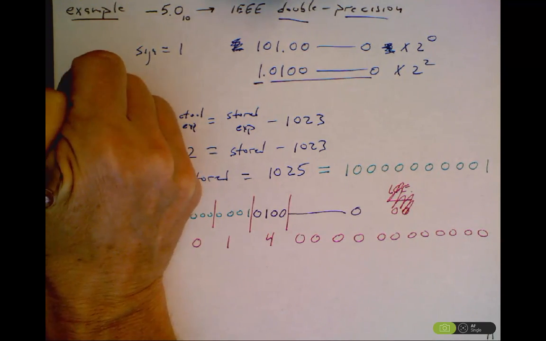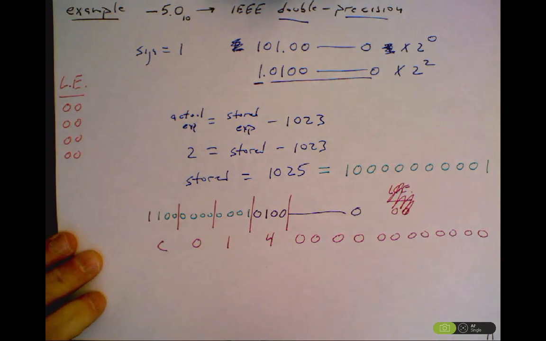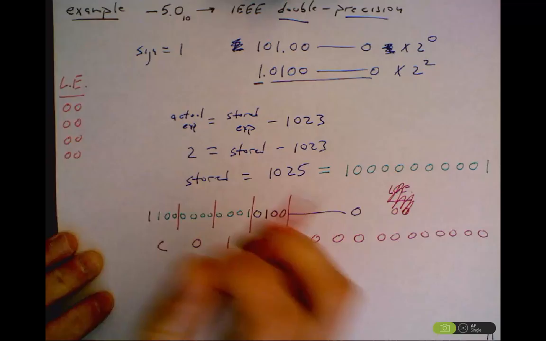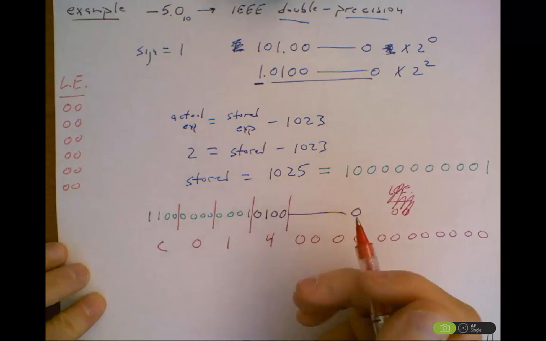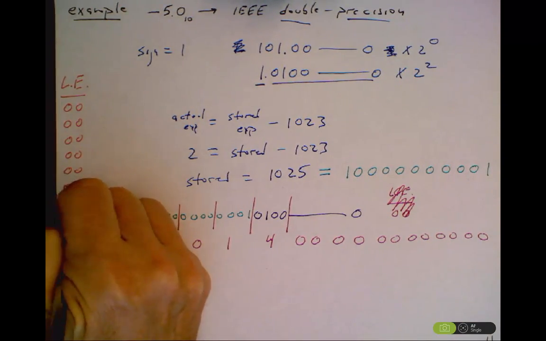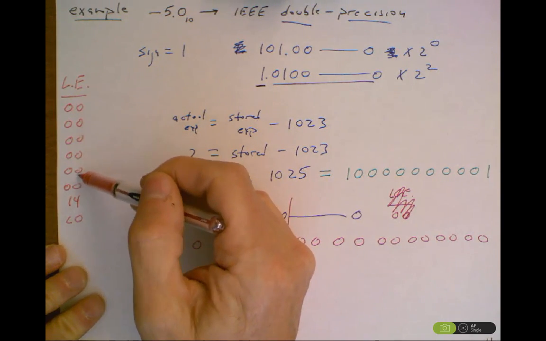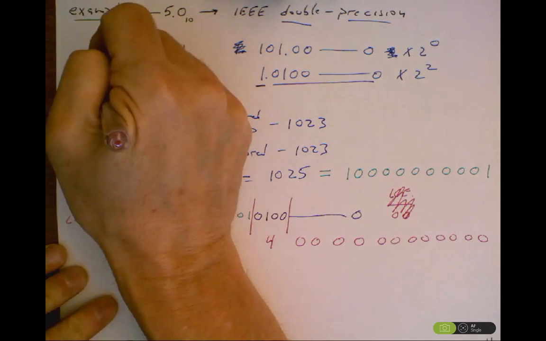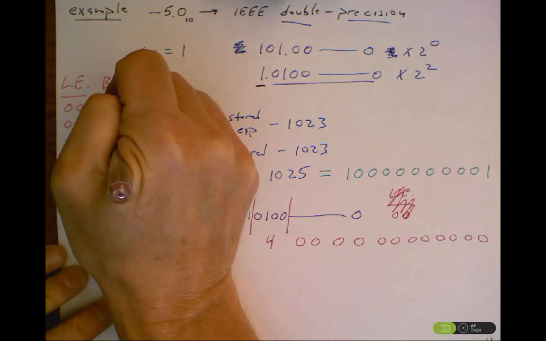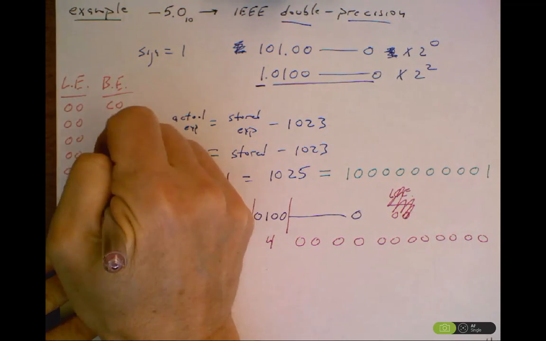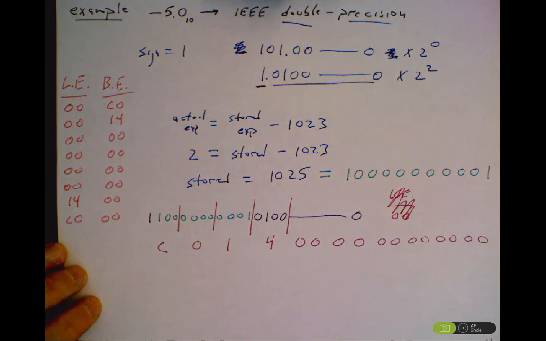So in little endian, I'm going to have a lot of zeros, then 1, 4, C0, right? 8 bytes, double precision: 1, 2, 3, 4, 5, 6, 7, 8. And big endian, of course, would be just the reverse of that: C0, 1, 4, and then all zeros. Okay.